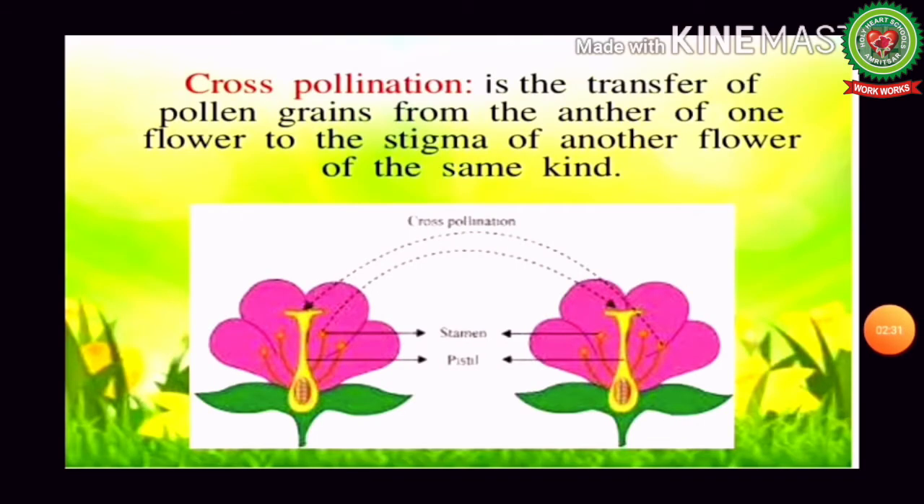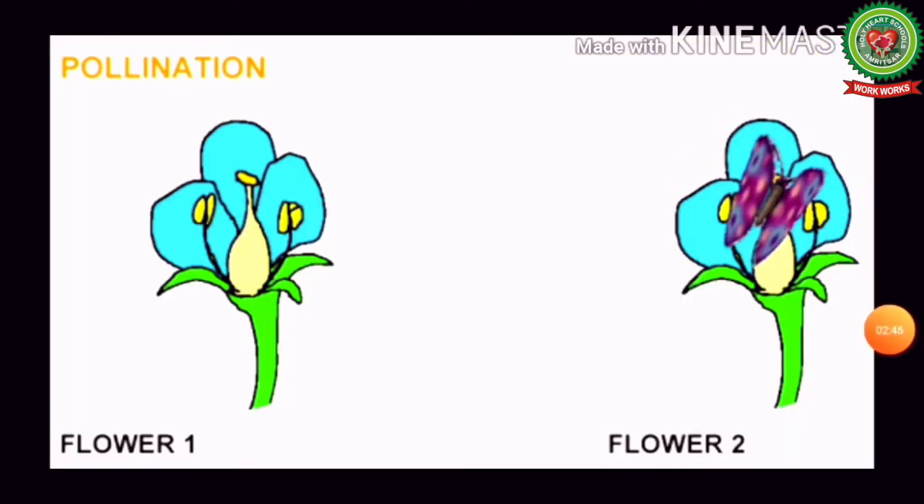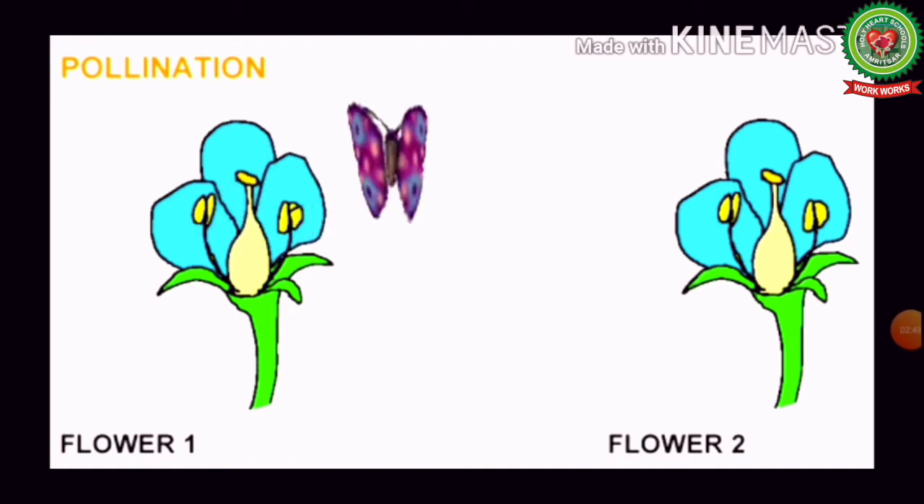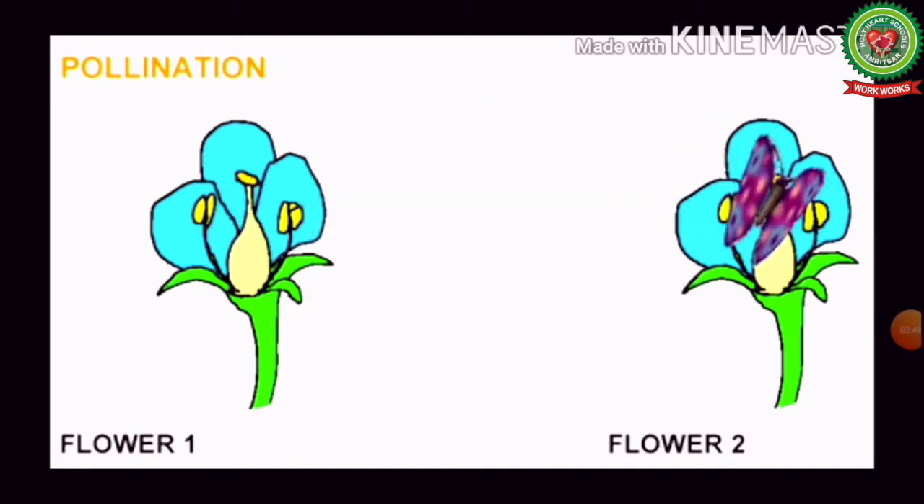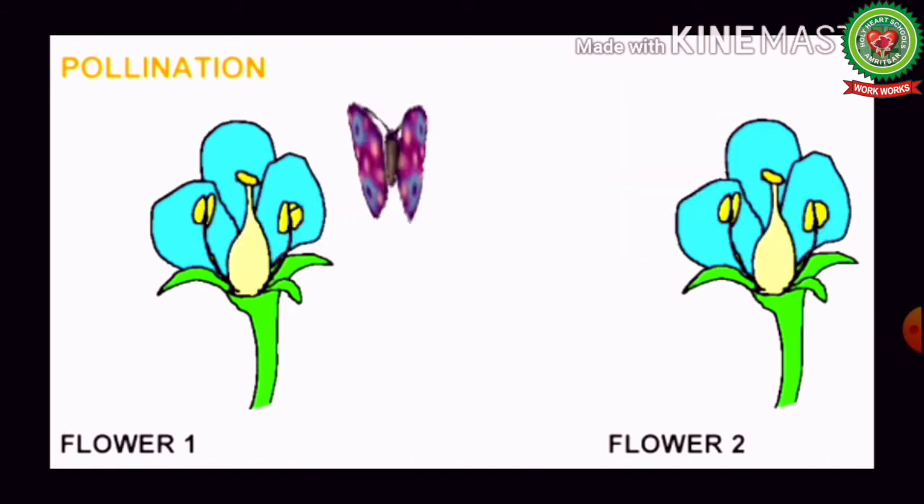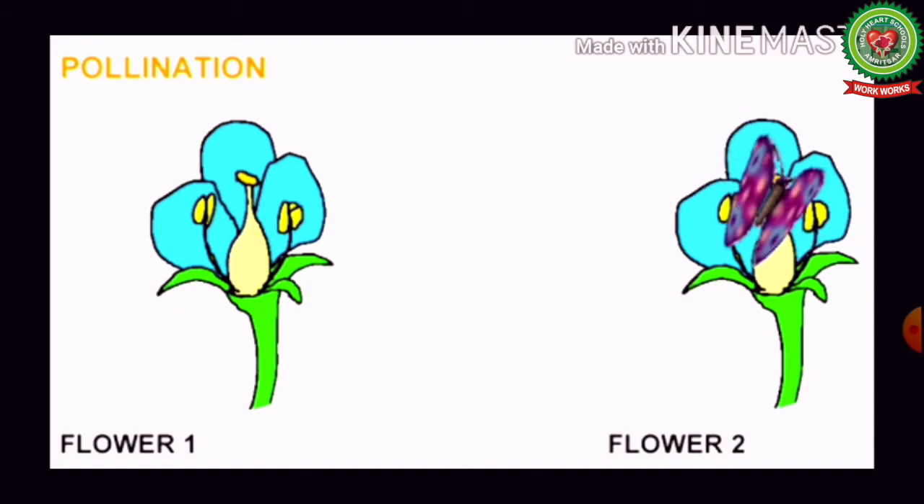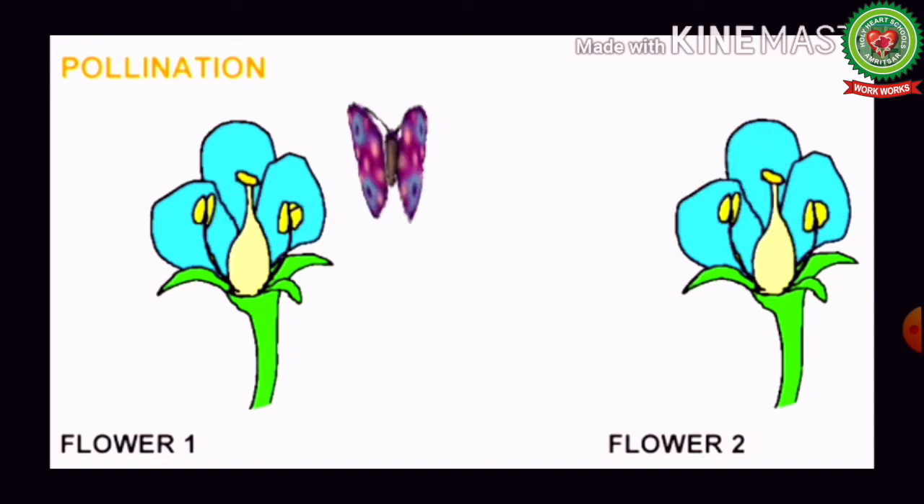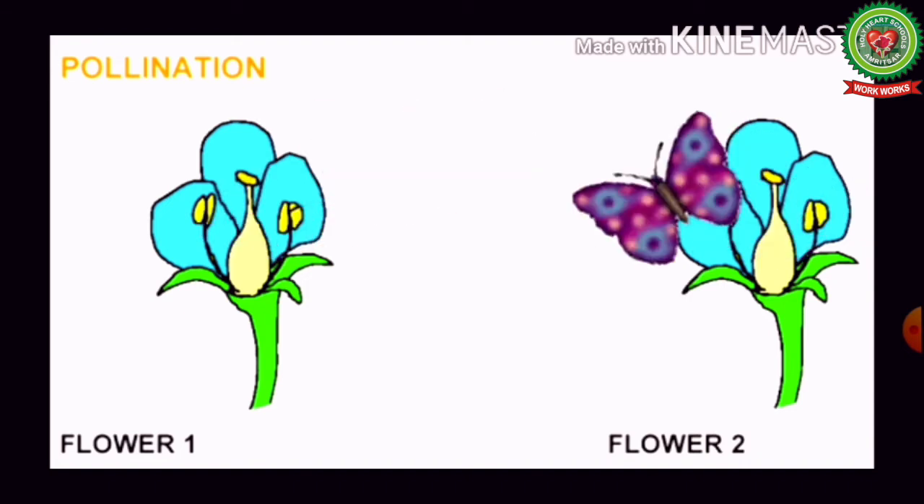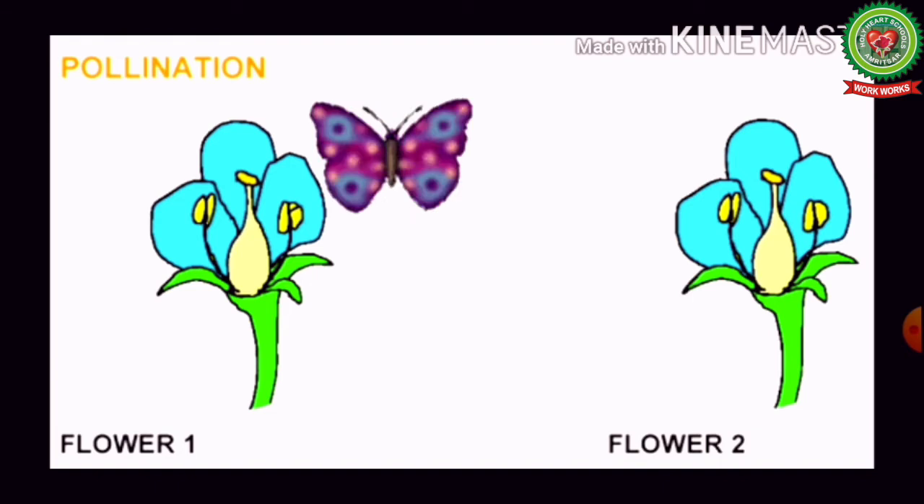Second is cross-pollination. Cross-pollination is the transfer of pollen grains from the anther of one flower to the stigma of another flower of the same kind. In this picture, you can see pollen grains are transferred from anther of one flower to the stigma of another flower. And this kind of pollination is called cross-pollination. And cross-pollination is also called allogamy.